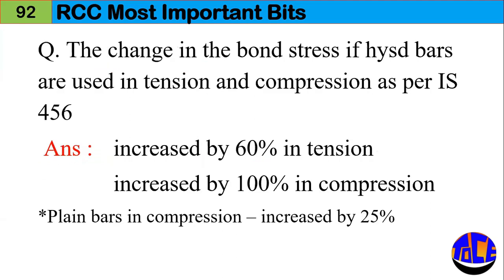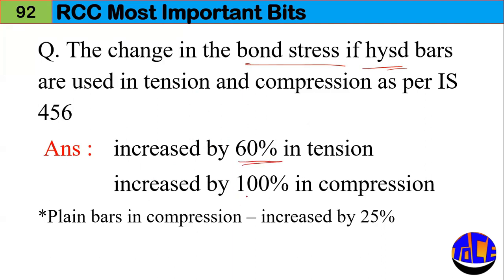Question number 92. The change in the bond stress if HYSD bars are used in tension and compression as per IS 456. In IS 456 the bond stress values are provided. For that you need to modify those values based on the HYSD bars that are used, depending on whether it is in compression or tension. If HYSD bars are used in tension, you have to increase the given values by 60%.